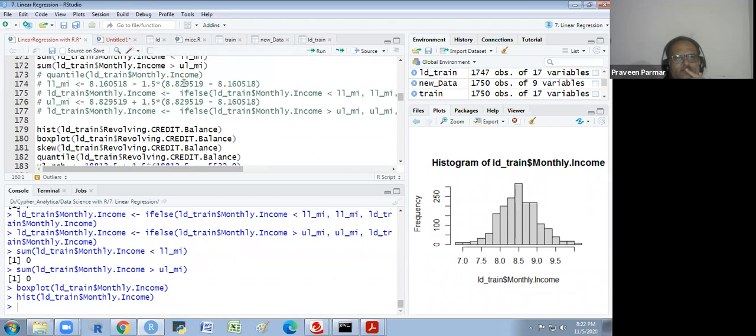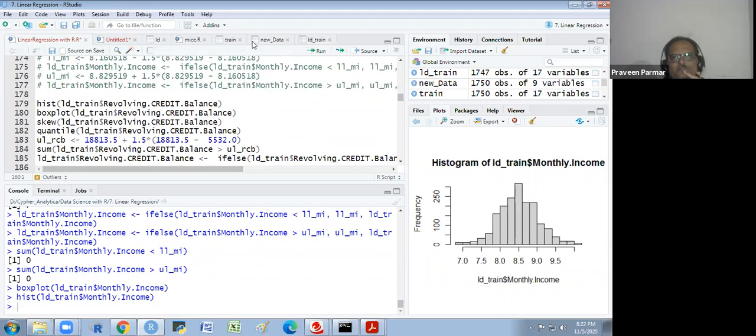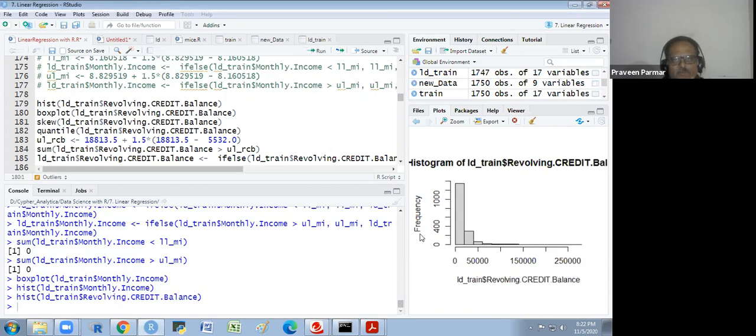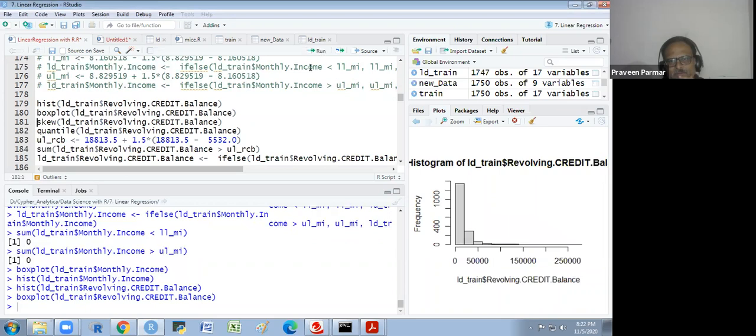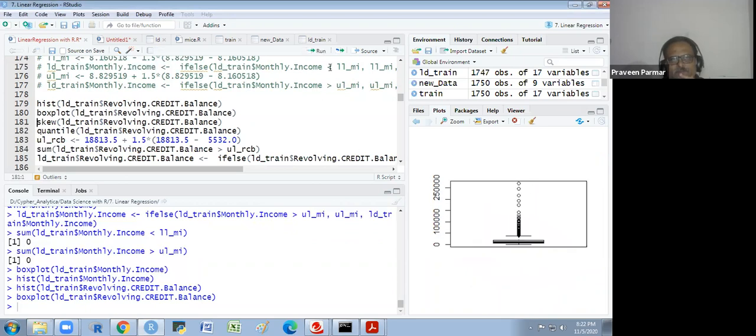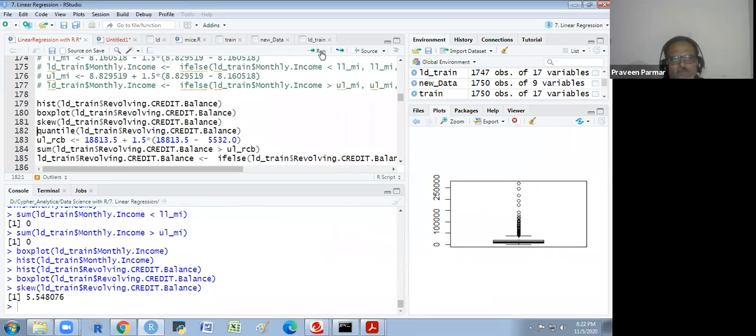And next, we see the revolving credit balance. So this is our revolving credit balance. Oh, it is highly skewed. I show you the box plot. I see the skewness is, I think, 5.54. And what should I do here?